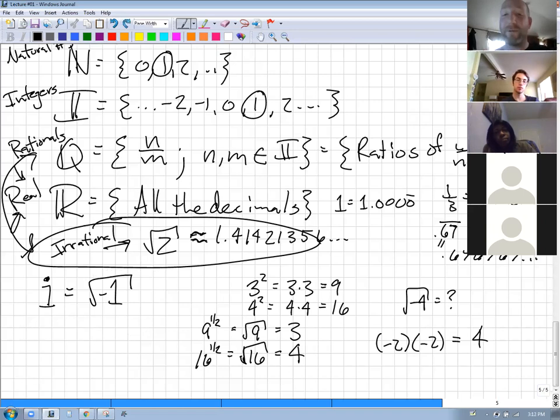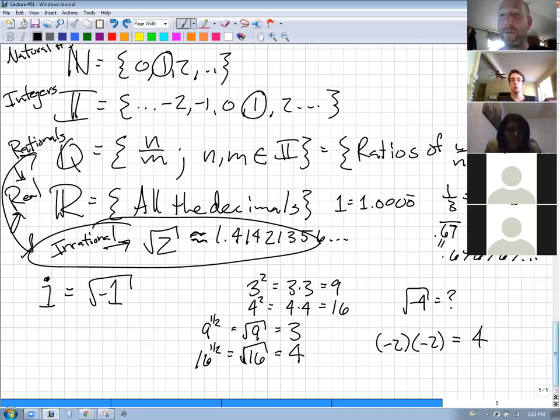There's no two numbers you can multiply together that's going to give you a negative number, because a negative times a negative is a positive. Yet when we start solving equations, we keep ending up with the square roots of negative numbers as answers to our equations. So even though our equations only have real numbers in them, we have to extend our numbers.